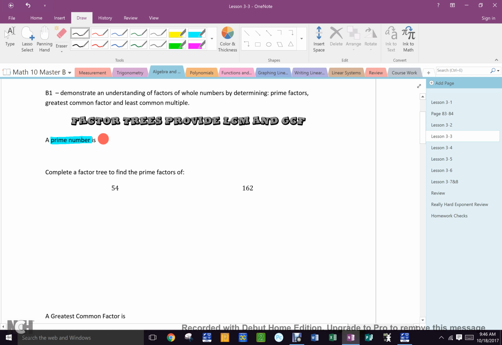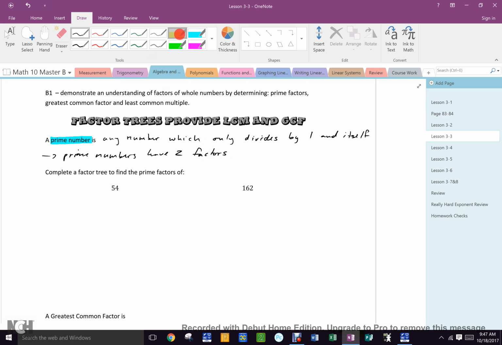All right. A prime number is any number which only divides by 1 and itself. So this means prime numbers have 2 factors.